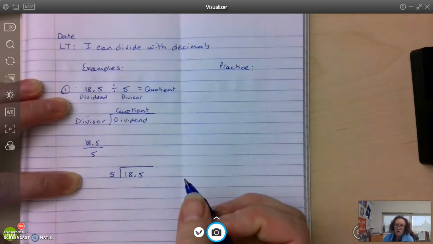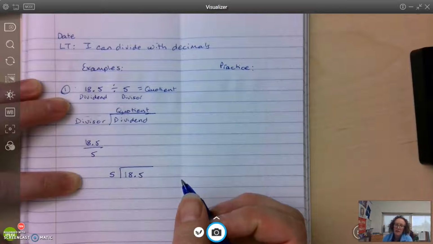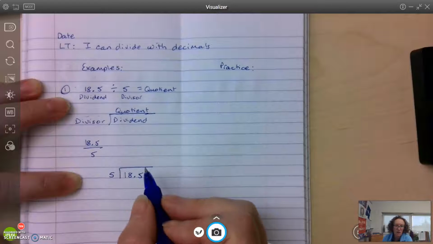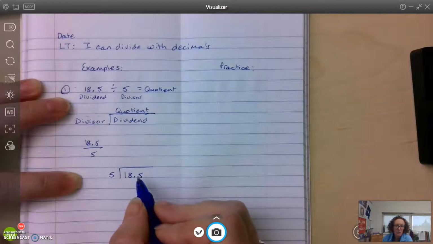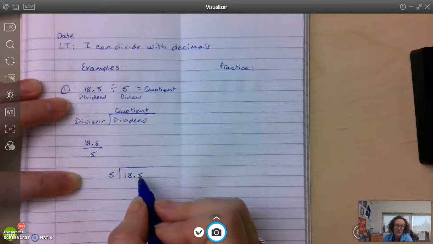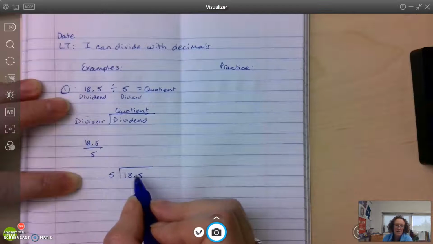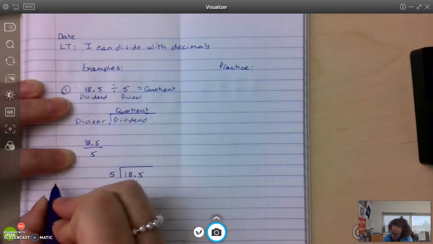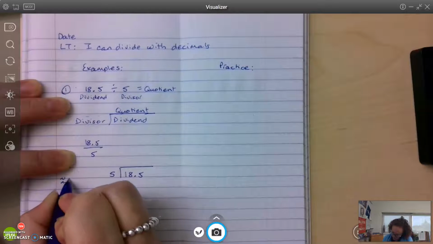And if we go back to what you learned yesterday about multiplication, one of the things that we want to do before we start the problem is to think about what it would look like if I were estimating. So 18.5 would be about 20. And then if I divided 20 by 5, I know that my answer should be about 4. So I'm just going to write over here that it's about 4.